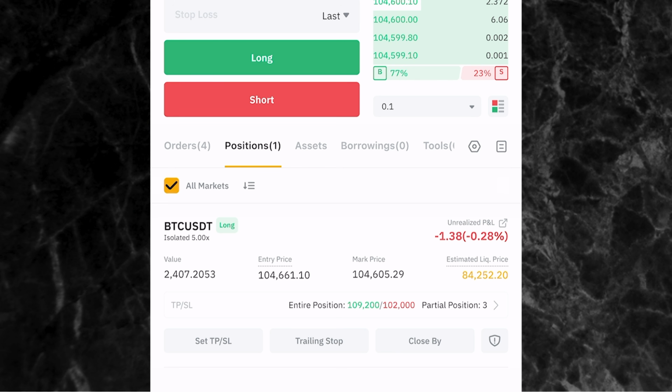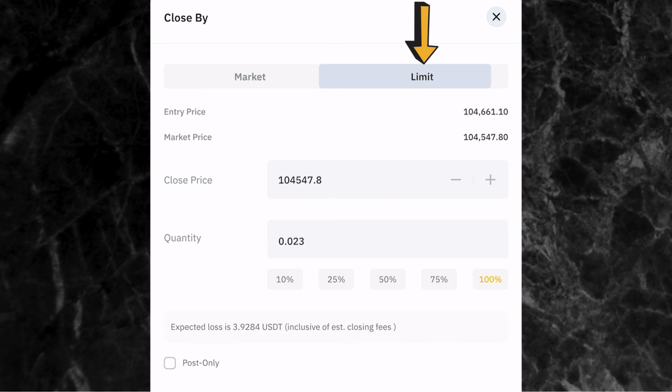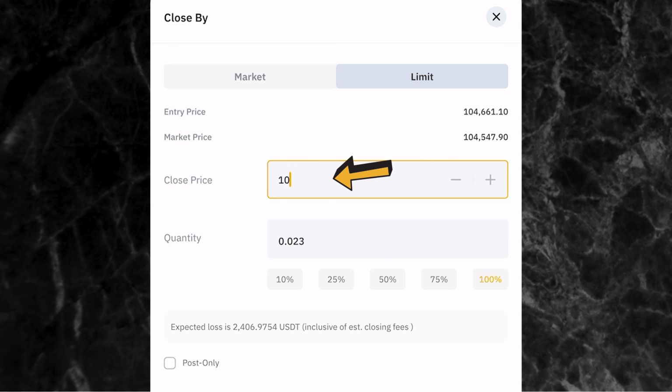Before I show you how to close your trade, let me show you another way to set your multiple take profit. So if you want to set multiple take profit, aside from coming here to click set TP/SL, you can also come here to where you have close buy. So I'll click on close buy right here, and then I'll come here to where you have limits. So click on limit. Now once you do that, come here to where you have close price and enter the price of your first take profit. So for example, the price of my first take profit, I want it to be $106,000.